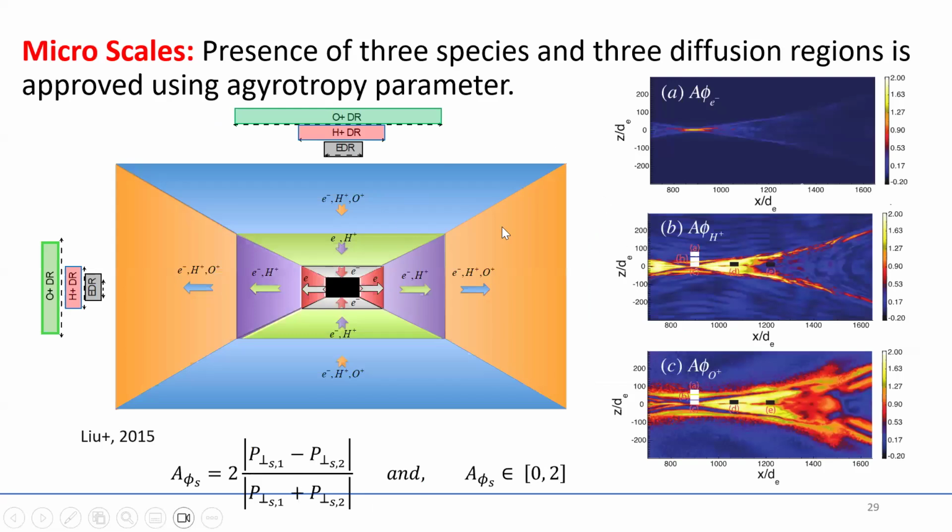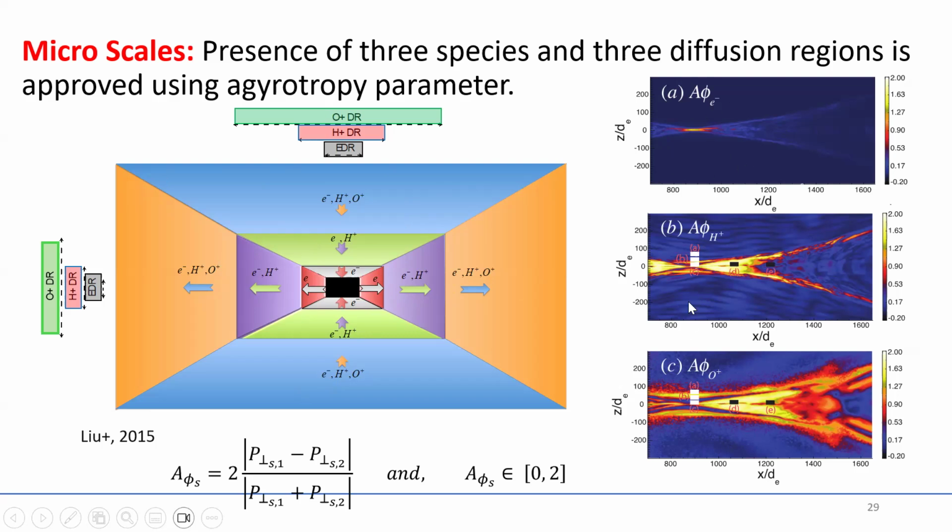And this really illustrates the difficulties in capturing oxygen in simulations, because it introduces a third length scale, right? So this is a standard reconnection picture. At the very center, you have the electron diffusion region where everything is unmagnetized. Going out, you have the ion diffusion region where the electrons are magnetized. And then now you have the oxygen diffusion region where electrons and protons are magnetized, but oxygen is not. And only outside of that do you have a fully magnetized plasma.